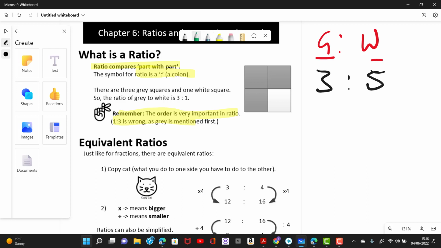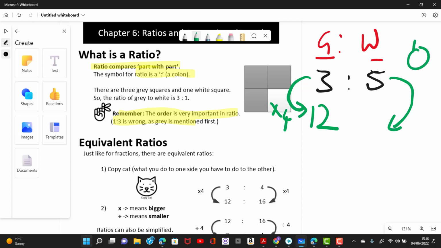What we do, if we want to change this to 12 grey squares, just like we did in equivalent fractions, we use the copycat. To get to here, you times by 4. Whatever you do to one side, you do to the other. If you times by 10 on this side, you have to times by 10 on this side. Times by 20 on this side, times by 20 on this side. So 5 times 4 is 20. So you'll have 20 white if you have 12 greys.